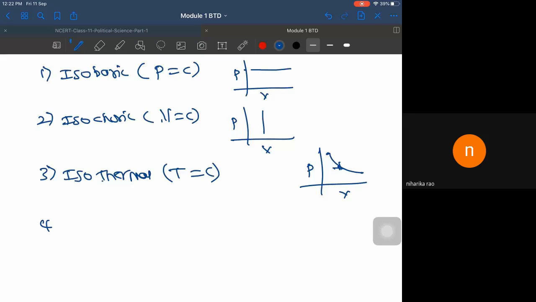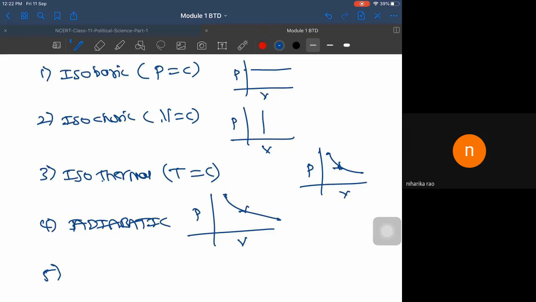Number 4 is the adiabatic process. We shall discuss what an adiabatic process is. It resembles in shape the way the isothermal process is executed, but there is a little bit of difference, which we shall discuss in the next class. The 5th one is the polytropic process. The polytropic process also resembles the isothermal and adiabatic processes, but there is a difference. What is that? We shall discuss it in the next class.